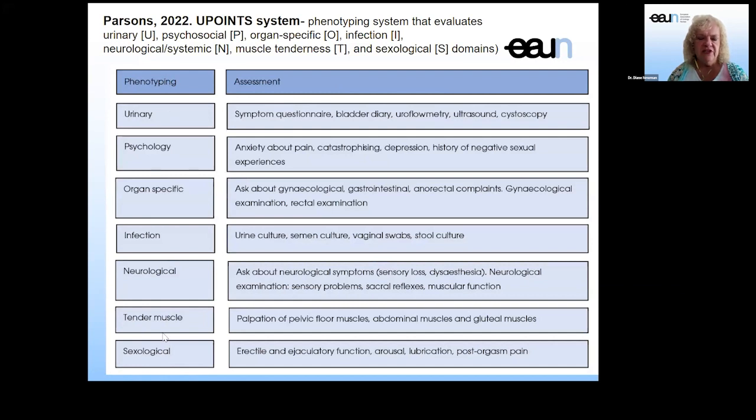We actually have a lot of NIH research going on in the United States looking at phenotyping of men and women with chronic pelvic pain. And you can see what that assessment should be based on which system that you're thinking about. And the U points go urinary, psychological, as far as organ specific, infectious, neurologic, tender muscle, and then sex difficulty with sexual intimacy. So this U point system is pretty much what we all follow when that guides our assessment.